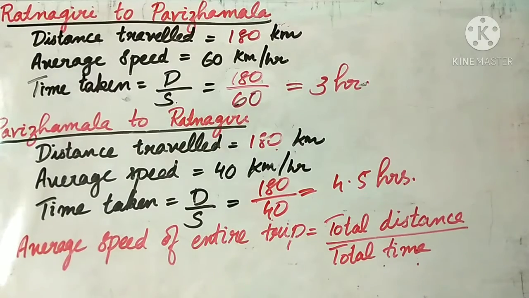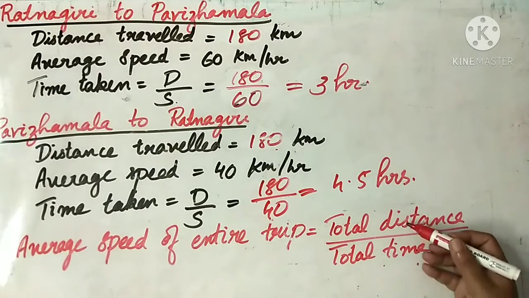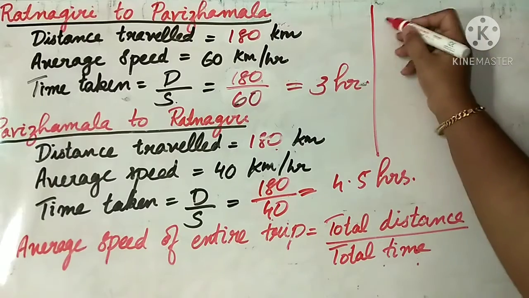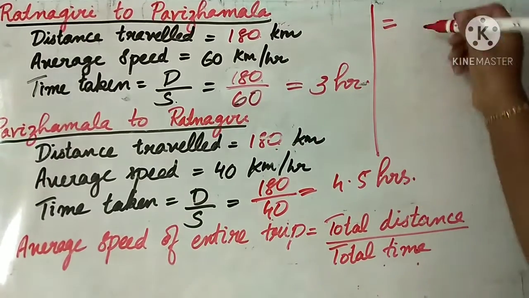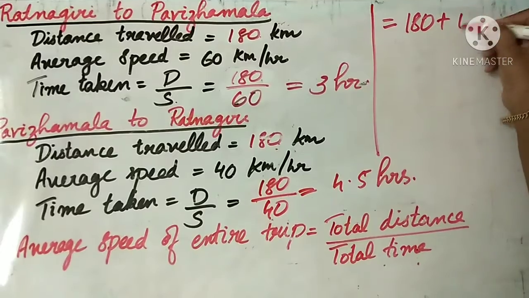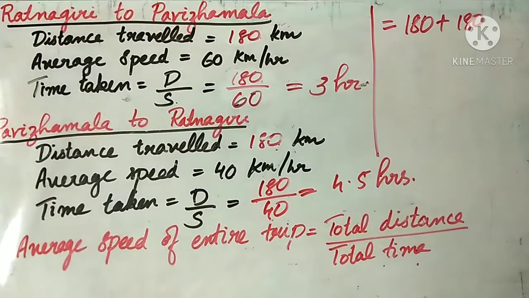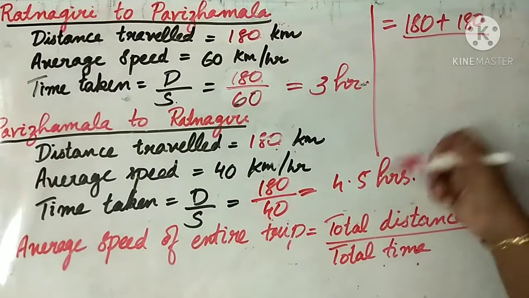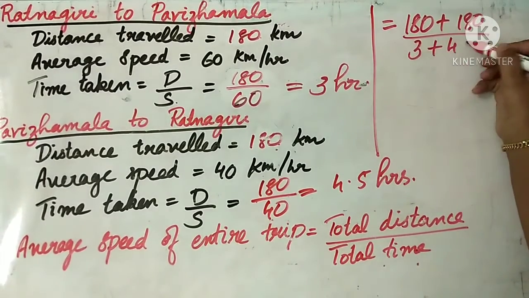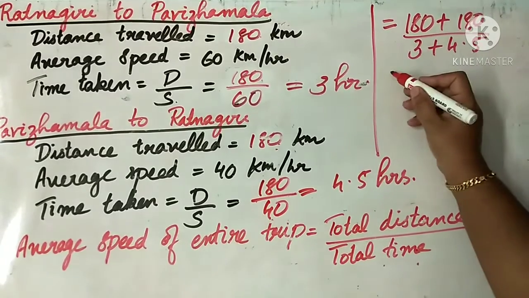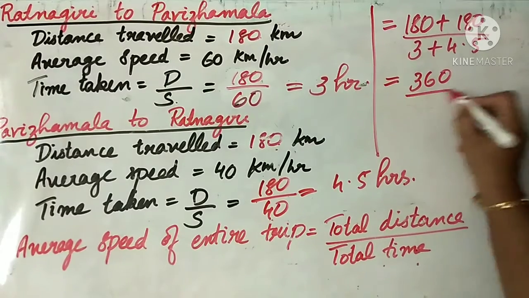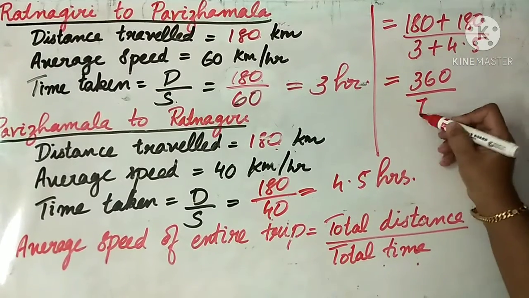Now we will see the average speed of the entire trip. Average speed of the entire trip is equal to total distance by time. Let us substitute the value here. Total distance is equal to 180 kilometer plus 180 kilometer, divided by total time taken, that is 3 hours plus 4.5 hours. When we add, we get 360 by 7.5.